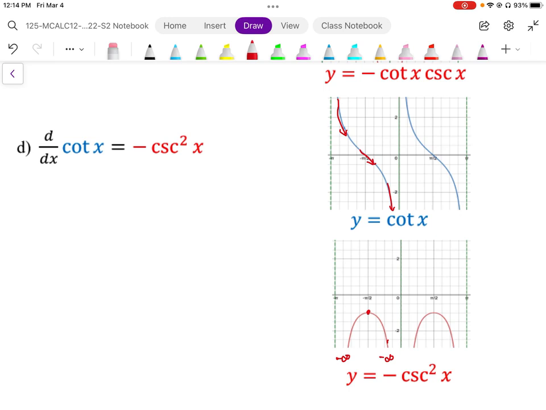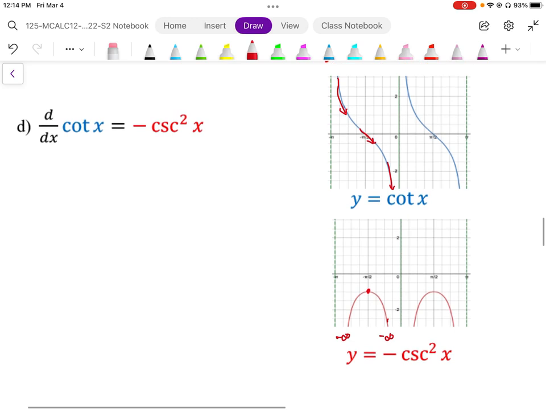Okay, so we can justify this defined derivative based on the shape of the functions, based on the shape of the cotan function and how it relates to the negative cosecant squared function.